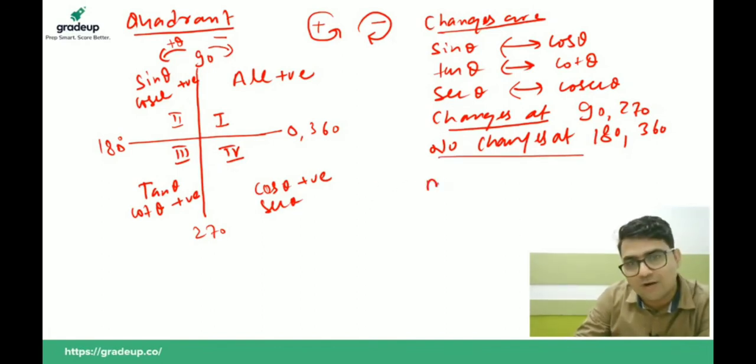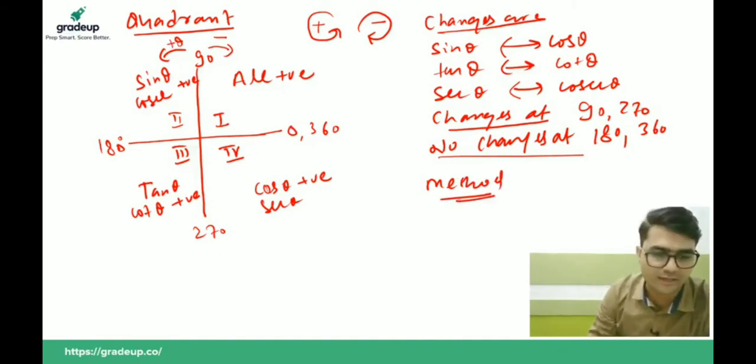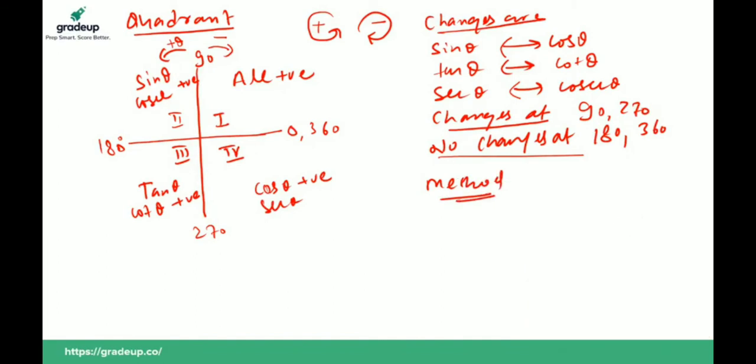What is the method I'm talking about? First I'm writing everything here, then I will tell you how we use this in converting our trigonometric ratios. This is a very important method, and this will help you find the value of sine 300, sine 750, cos 1440 degree. This will help you find these types of values.